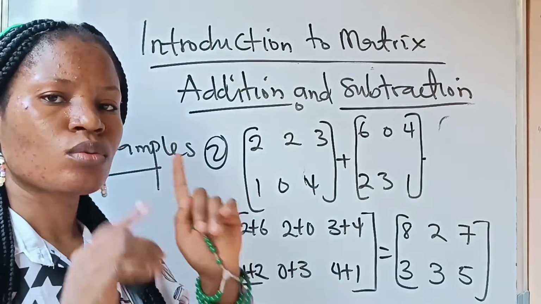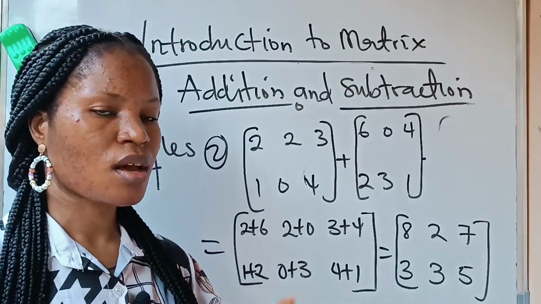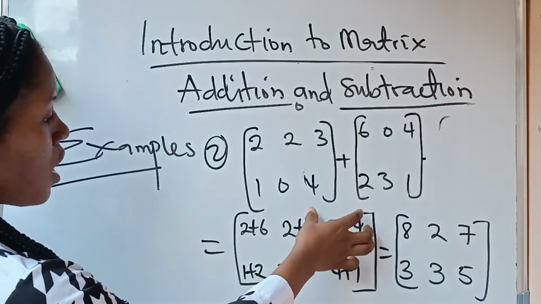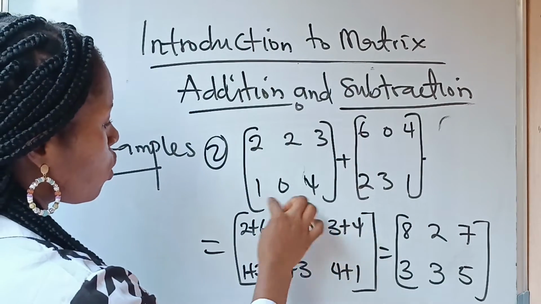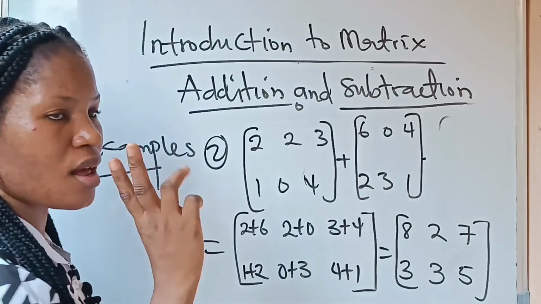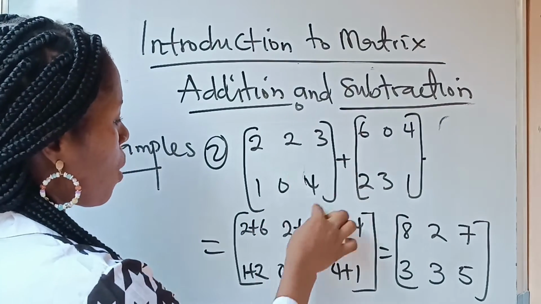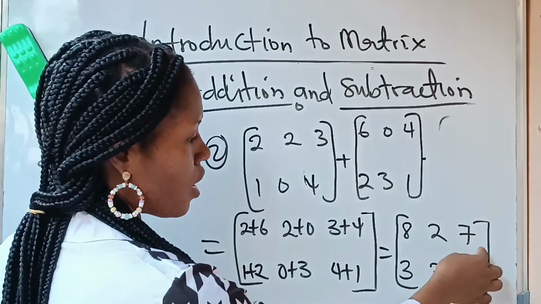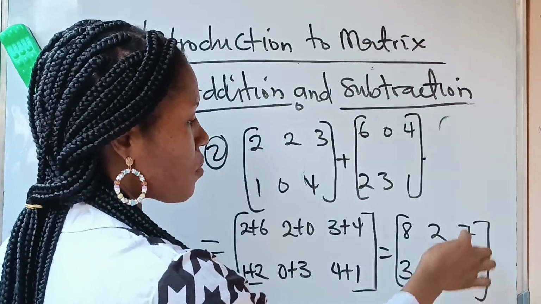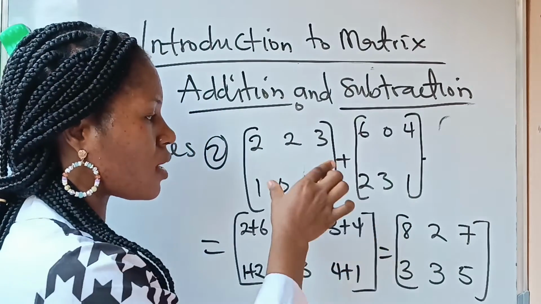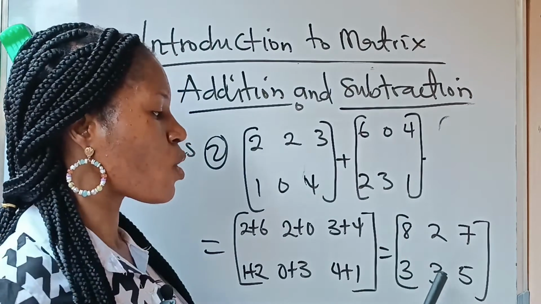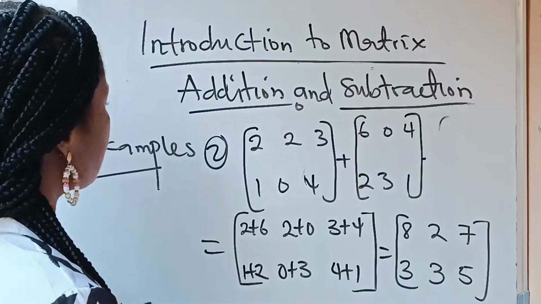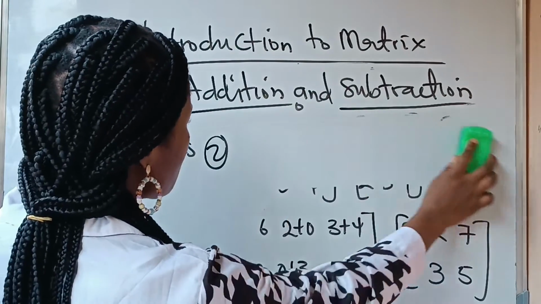So you notice that our answer is 8, 2, 7, 3, 3, 5. Now, I want you to pay attention to this. Notice that we added a 2 by 3 matrix together, and the answer we got is also a 2 by 3 matrix. So whatever you add together, the order is going to be the same as the order of your results. All right, I believe you understood this well.